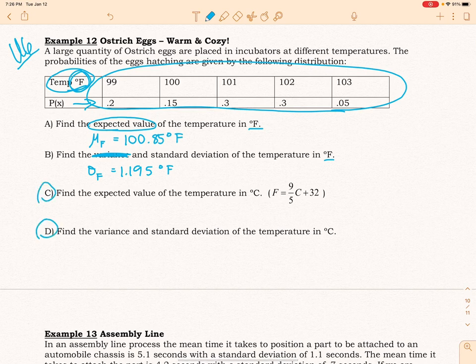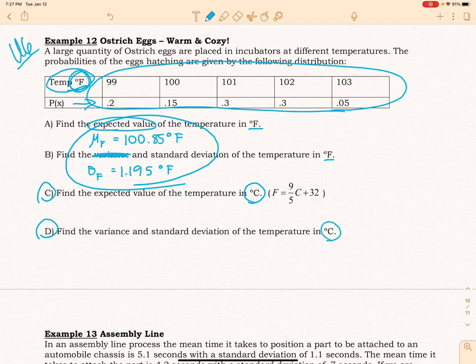Okay, so C and D, now we're really going to explore what this transformation would look like. So the only thing that would be different from how I'm doing this problem for a discrete distribution versus if I had given you a normal distribution is that I probably just would have given you this information and told you it was normally distributed. So working from here now, I am going to transform my Fahrenheit temperature into terms of Celsius.